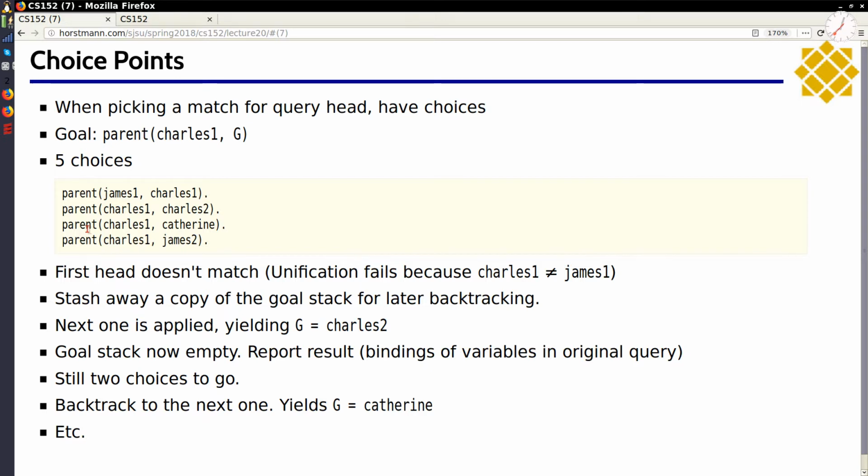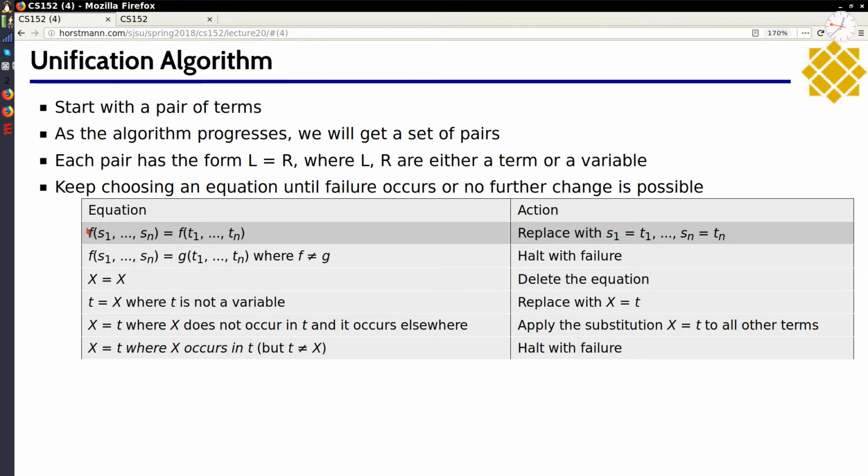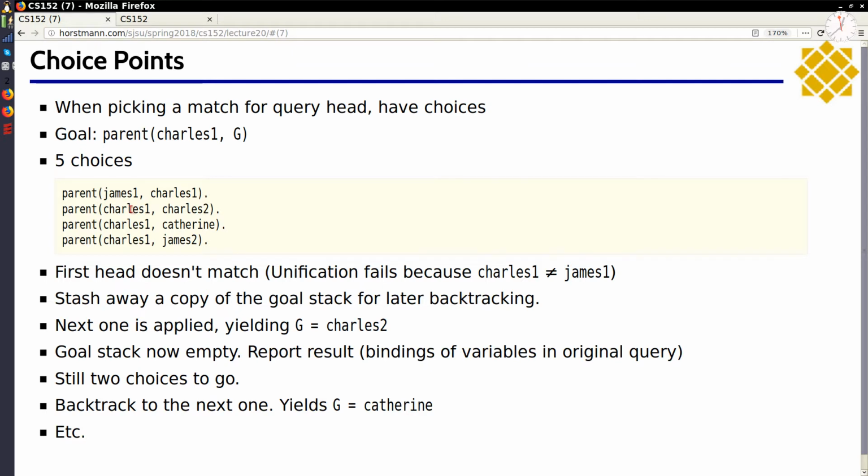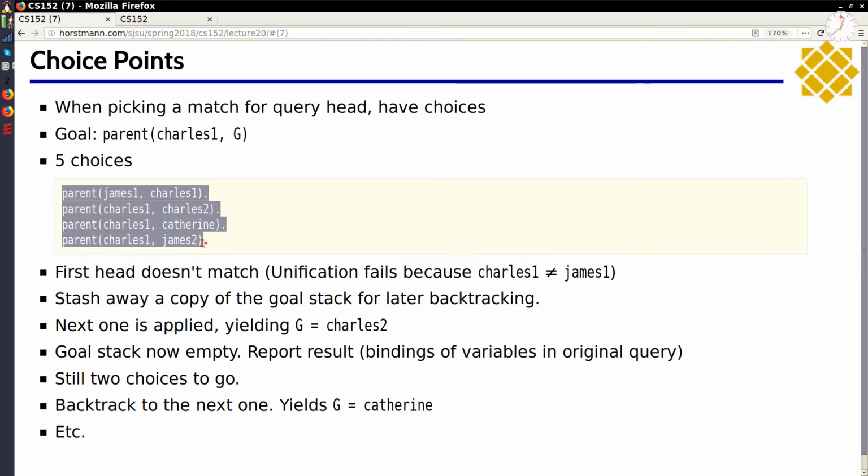So every time there are multiple matching heads, this backtracking happens. Now you've seen absolutely everything that Prolog does. It doesn't do any more than that. So it does 3 things. Unification, this thing here, stacking up these multiple goals whenever it sees commas, and backtracking to all the choice points whenever it has more than one matching head.